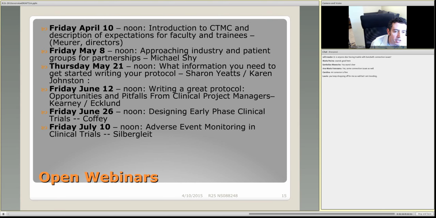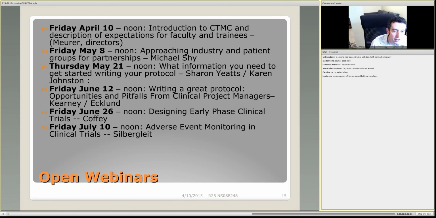Then on June 12th, some of the high-level staff from NeuroNext are going to be talking about this from the perspective of the people who need to make sure the trial gets done, and that should be a good talk. As well, they'll all be great talks, but that will be very good. Chris Coffey will give his talk on designing early-phase clinical trials and the challenges that you have in this space.